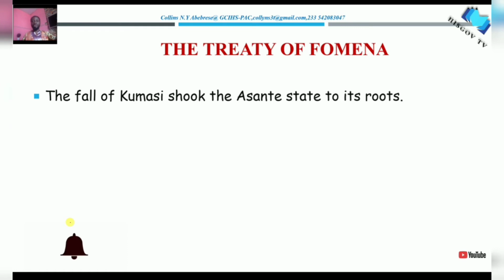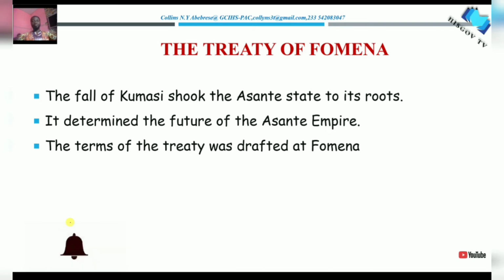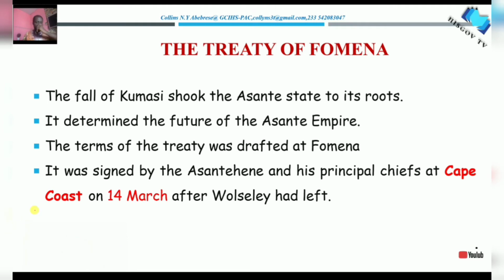Now, don't forget that the fall of Kumasi shook the Asante states to their roots because Kumasi was burnt down. It also determined the future of the Asante Empire. The terms of the treaty, as I have already indicated, were drafted in Fomena. And then later, it was signed.